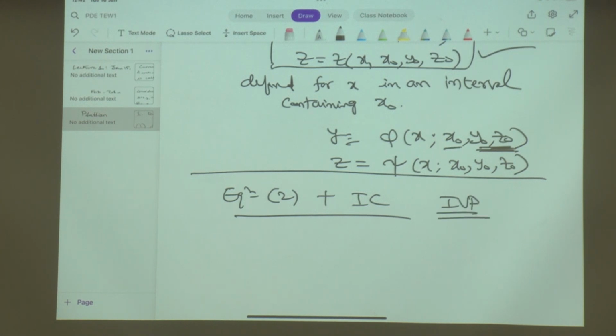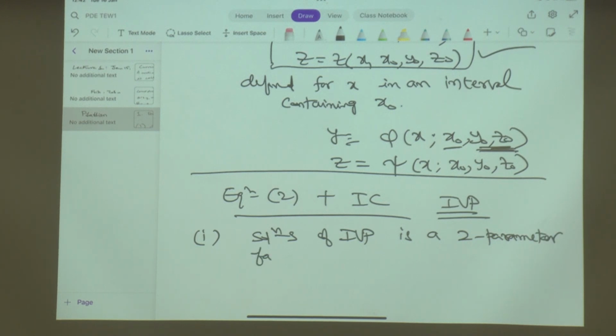Now, first thing is properties of solutions of this initial value problem. Solutions of the initial value problem is a two-parameter family.